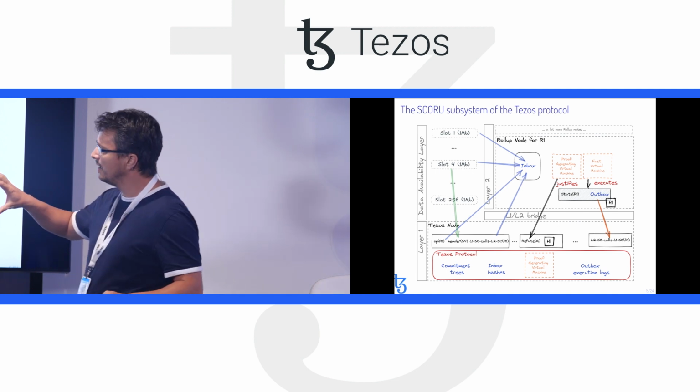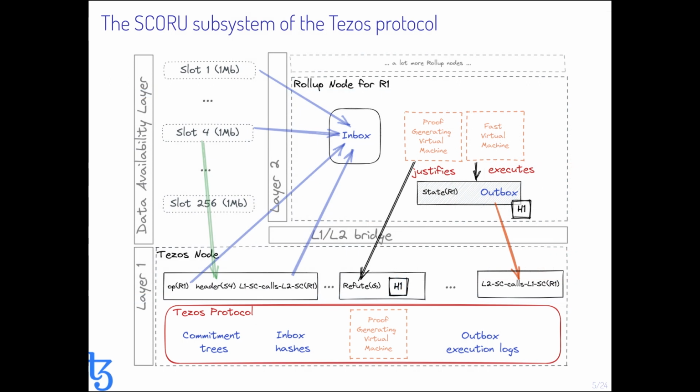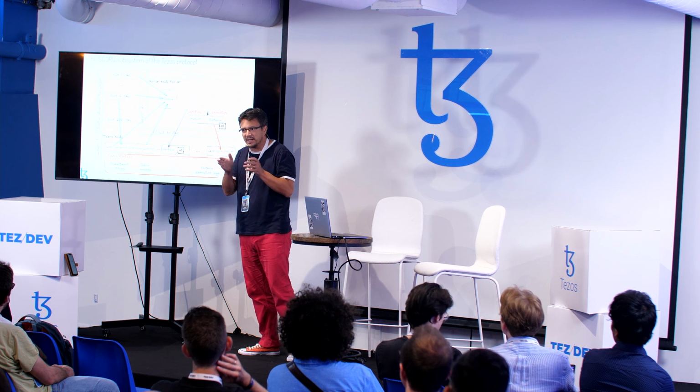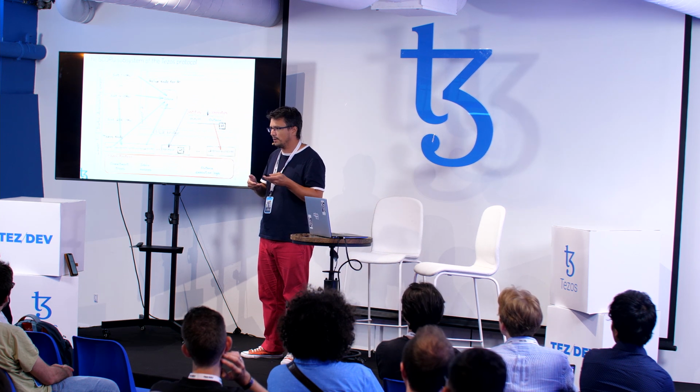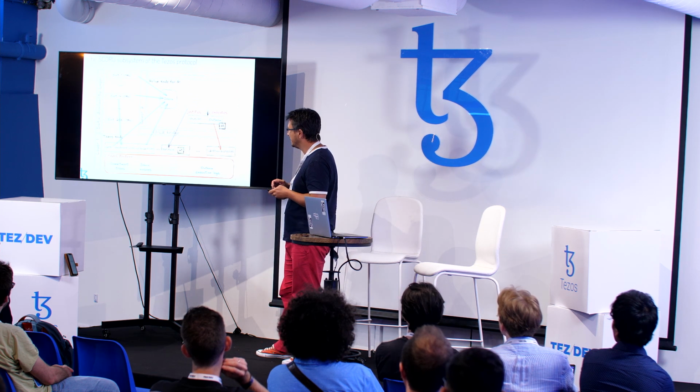So you have four big components. Layer 1, the one that you know, with its protocol, in which you will have some information about the rollup stored in the storage. And this information has been designed to be as small as possible, so that the cost in terms of storage of a rollup is as small as possible. We did our best.